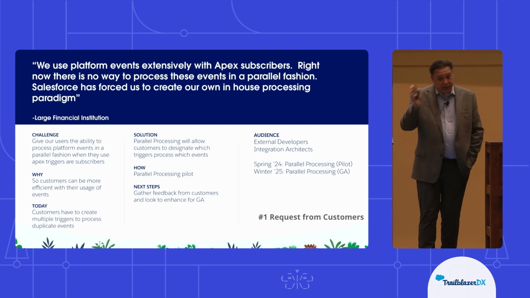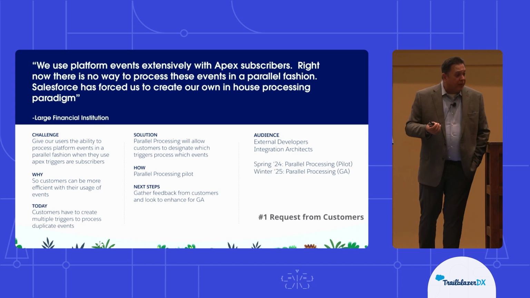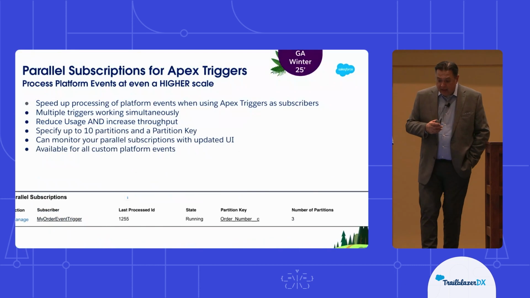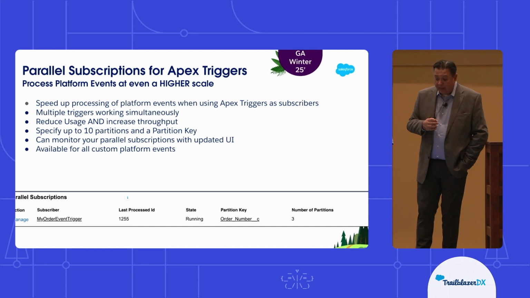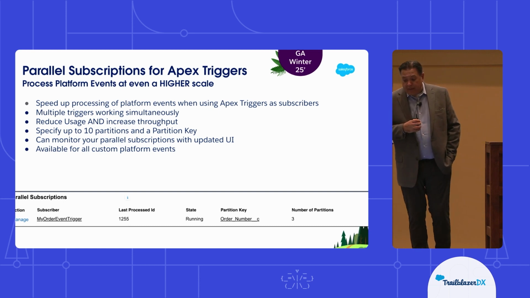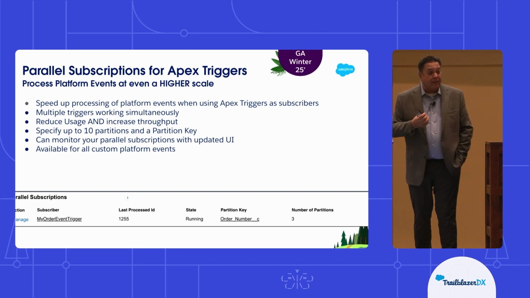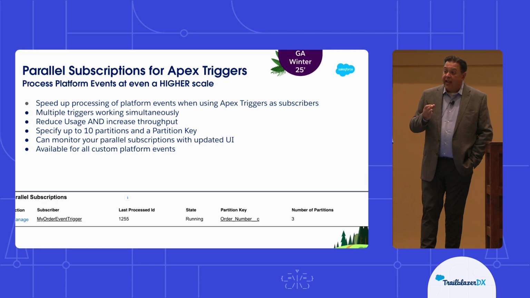And you can set this whole thing up like a hashing algorithm using the replay ID for platform events or any key that you wish to set up. So that's going GA here in winter 25. And it's really going to, like I said, speed up processing for our platform events with Apex triggers. You're going to be able to reduce your usage and increase your throughput at the same time. You'll be able to have up to 10 triggers all processing your events.